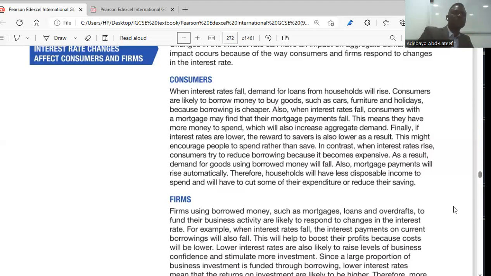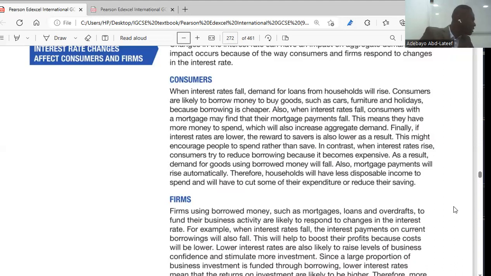It's good for the consumer and the business. But it's not good for those that save money. It's not good for the savers, because at that point in time they get less return on their savings. So they won't want to save, rather they want to spend. So, are we getting the point here? A low interest rate will increase the purchasing power of consumers and would discourage savings.